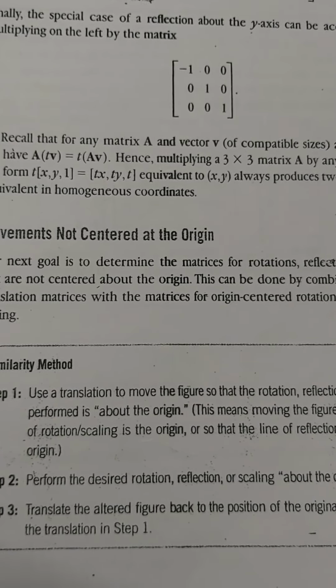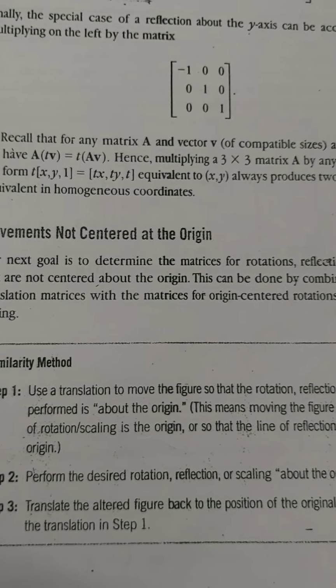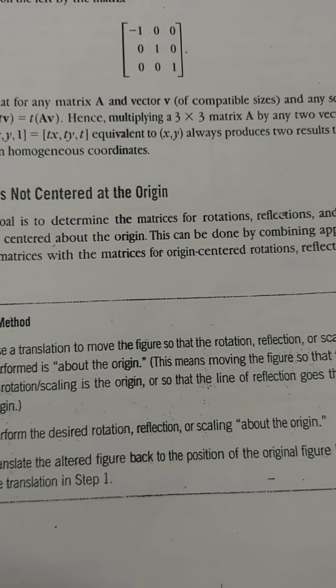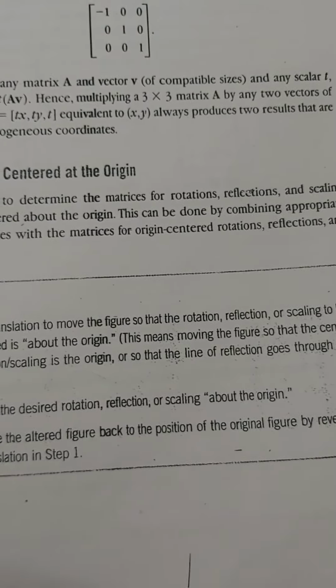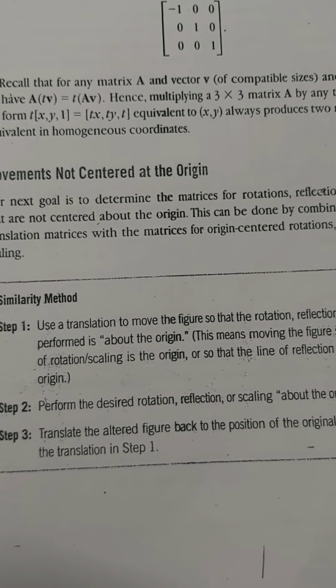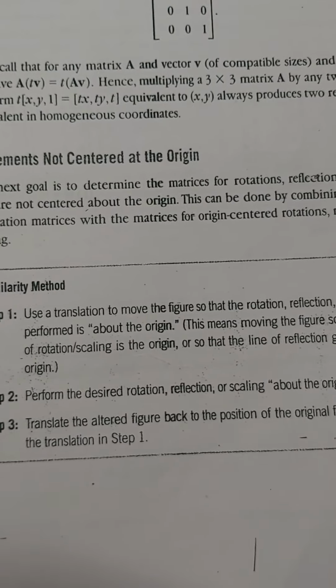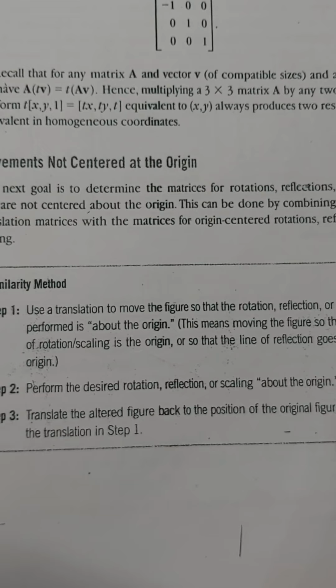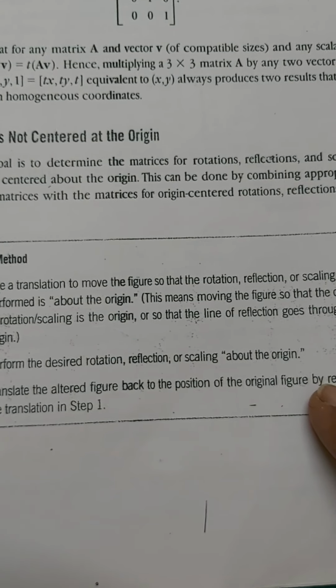When we discuss the questions, it will be more clear to you. Then perform the desired rotation, reflection or scaling about the origin. Then translate the altered figure back to the position of the original figure by reversing the translation of step 1. So first we translate so that the point of rotation is at the origin. Then we rotate, reflect, whatever we have to do. Then translate that altered figure back.